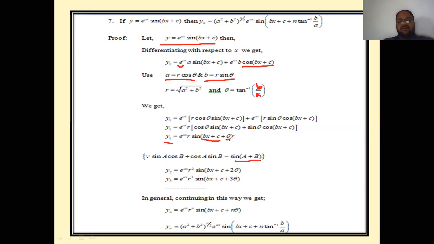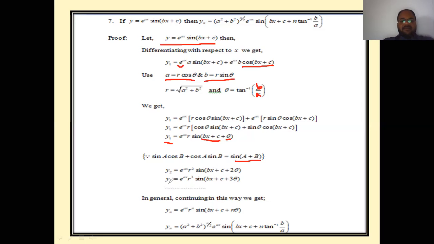Now similarly, if you find the second derivative, there is no change in this exponential term, but when you take the second derivative, we get multiple values of r. Means here we get r into r, which is r square, as well as multiple values of theta. Means theta plus theta we get 2 theta. So you get the angle for sine as bx plus c plus 2 theta.